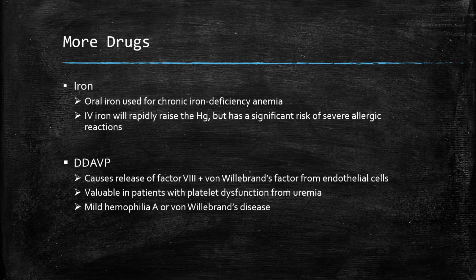DDAVP causes release of factor VIII and von Willebrand's factor from endothelial cells. The most common time we would use this drug is if we're operating on a patient with kidney failure who has platelet dysfunction from their uremia. DDAVP will also be useful, of course, in patients with von Willebrand's disease and in those patients with the milder version of hemophilia.